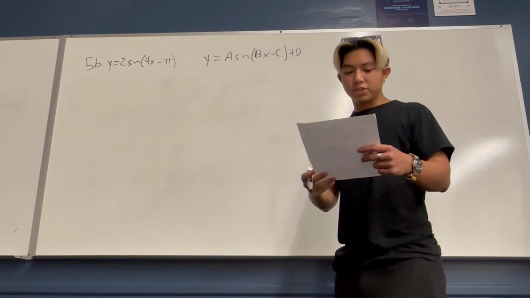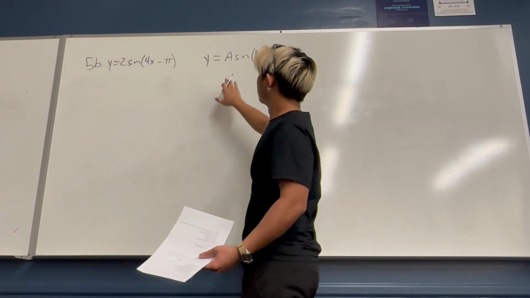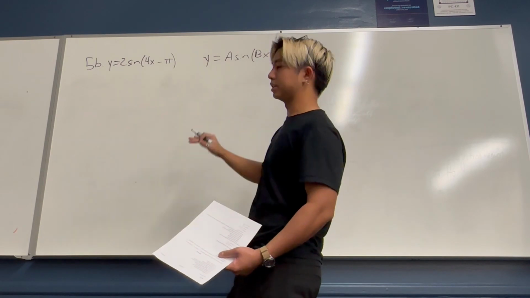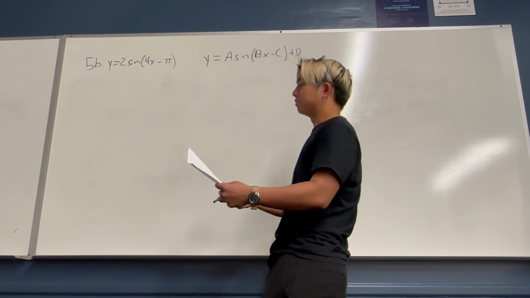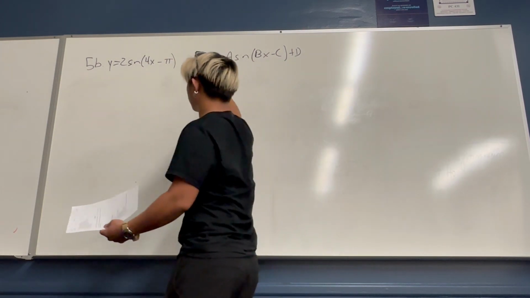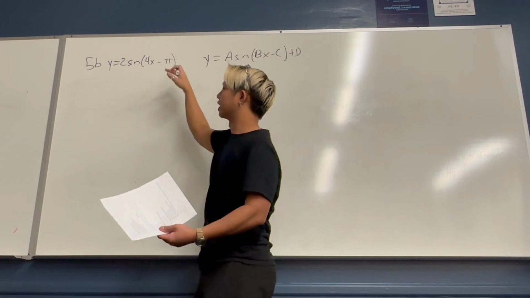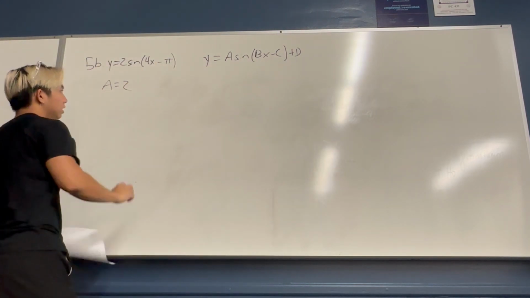So now I want to fill in the gaps. What do we not know? We don't know the a's, the b's, and the c's, and the d. So I'm just going to label these as I go. I think here it's asking, what is the amplitude? The amplitude is the same thing as the a. So I'm going to look at this equation. I have y equals 2 sine, so our a here is going to be 2.